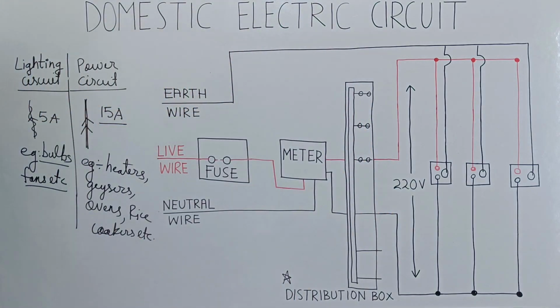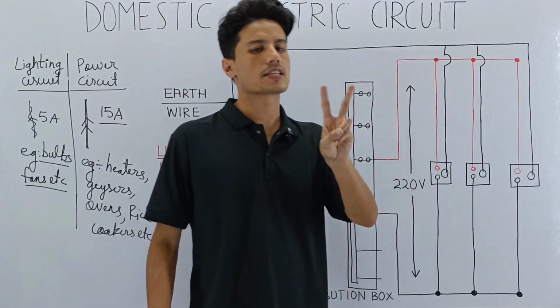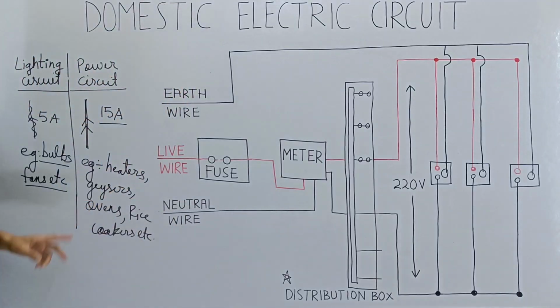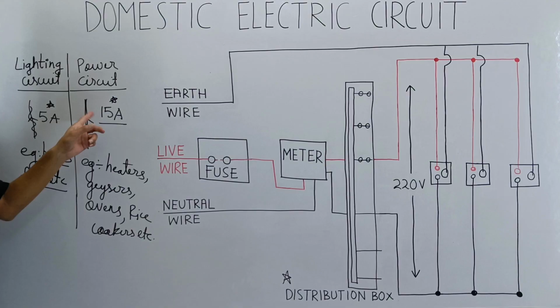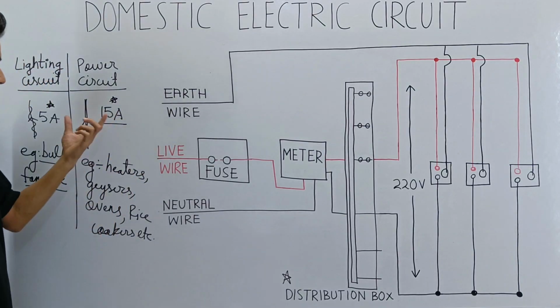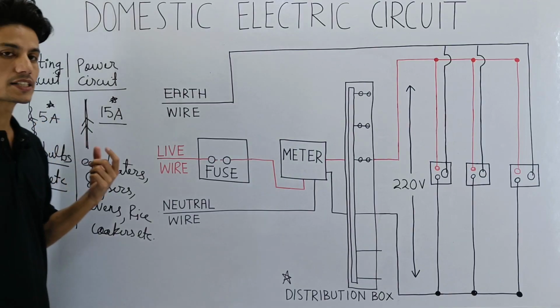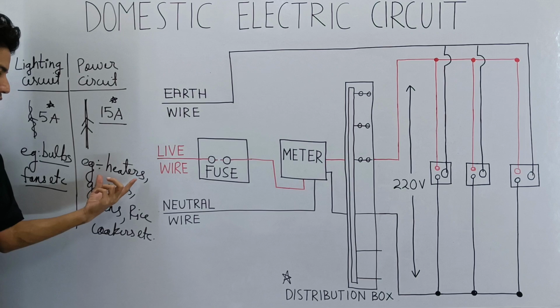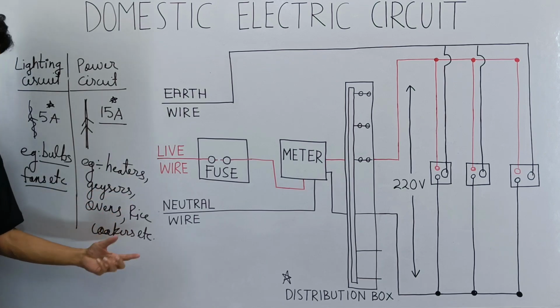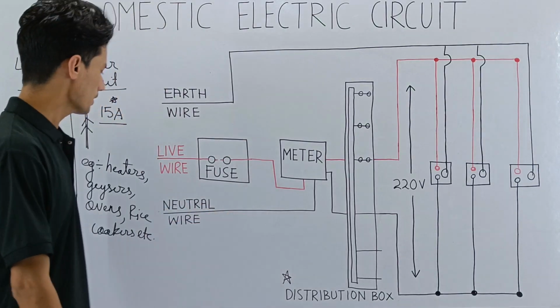Okay, so remember these two. Electrical circuits are of two types: one is the lighting circuit and the other is the power circuit. Very important, you have to know that the current running through the circuits is 15 ampere for the power circuit and 5 ampere for the lighting circuit. More current here to operate devices which require more power, less current here to operate devices which require less power.